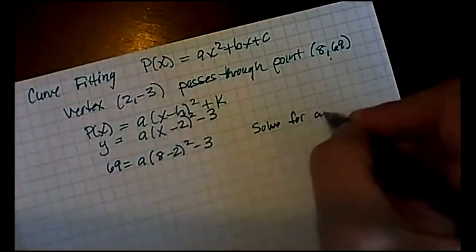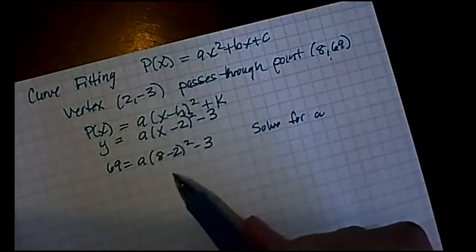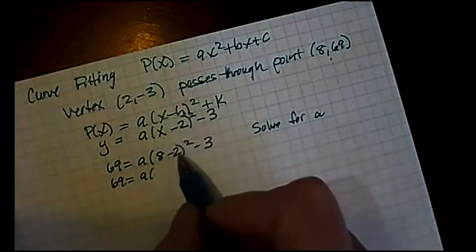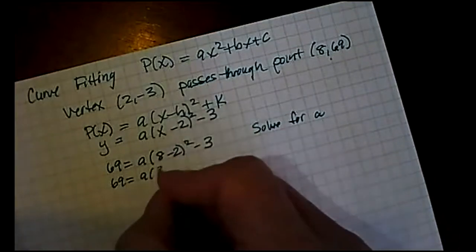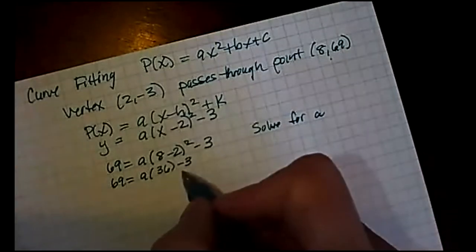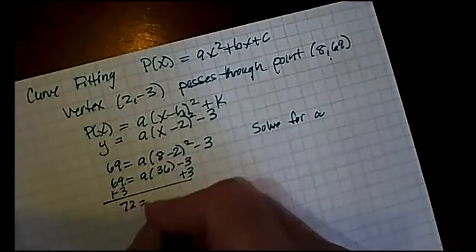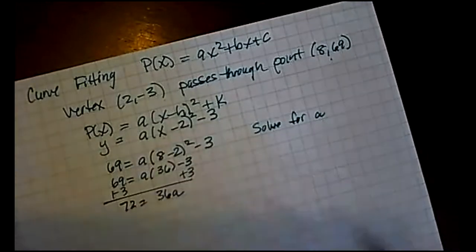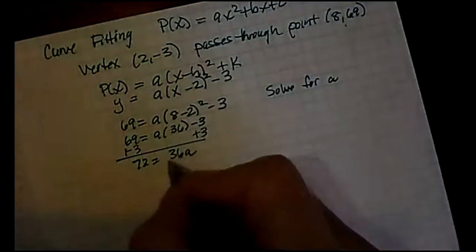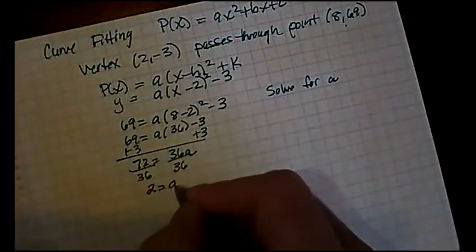So really all I'm doing is filling in the information I already have. Now I'm going to solve for a. So here we have 69 equals, so this is 6 times 2 squared, so 36a minus 3. Okay, so let's add 3 to both sides. 72 is equal to 36a. Okay. And then get a by itself, divide by that coefficient. So 2 is equal to a.